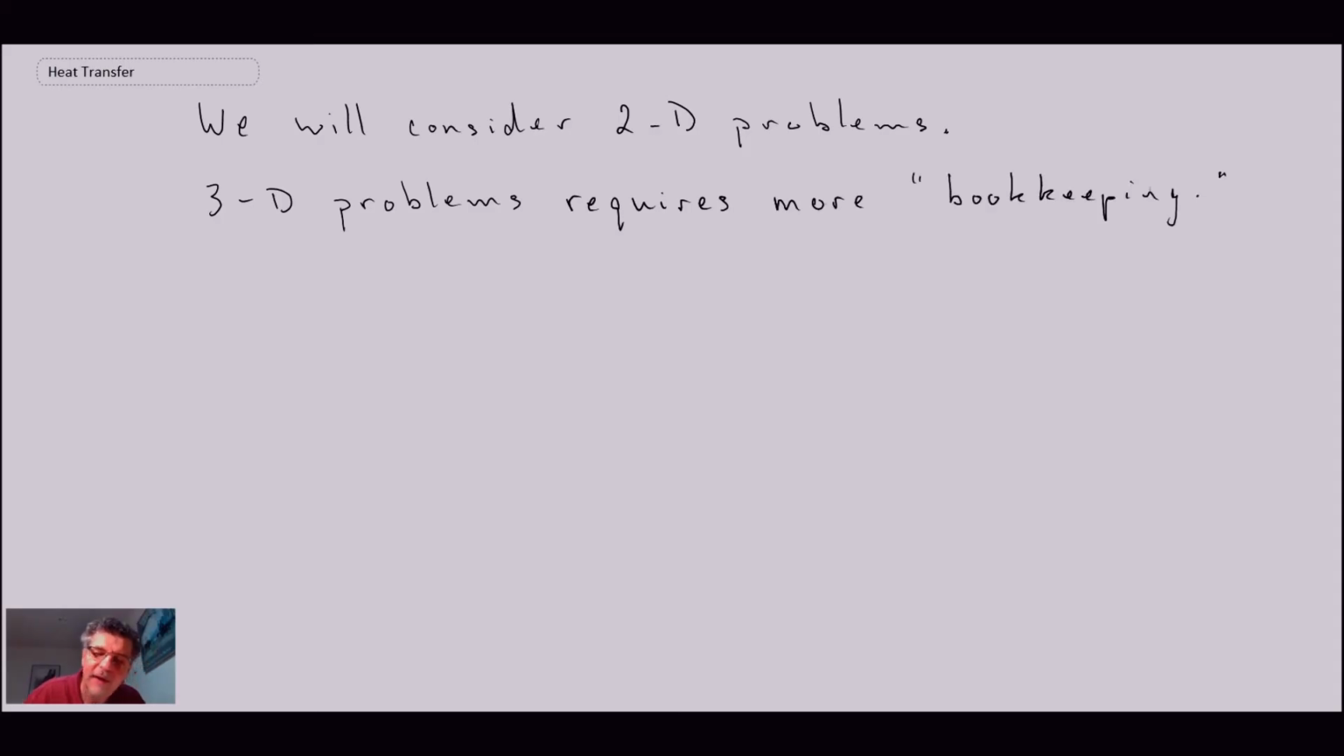So bookkeeping, not necessarily a technical term, but it just means that you've got a few more things to keep track of, because then you're going to have T_m,n,o, let's say. Not the best thing to put for an index in numerical methods. You could do i, j, k. That would probably be another way. It doesn't really matter what you put there.